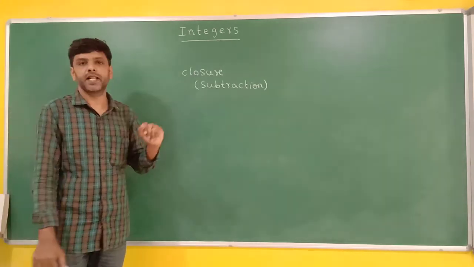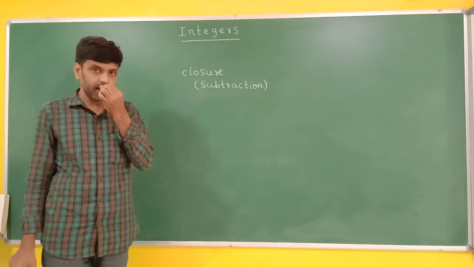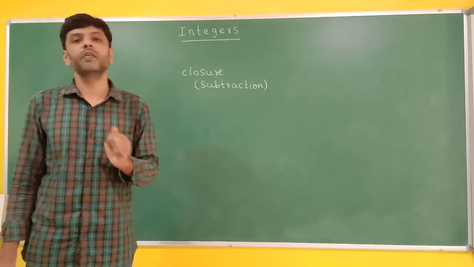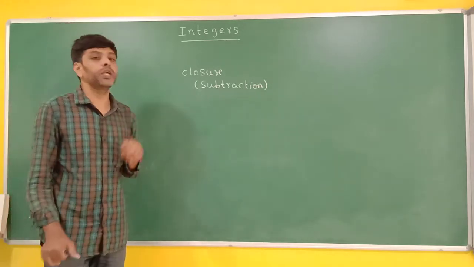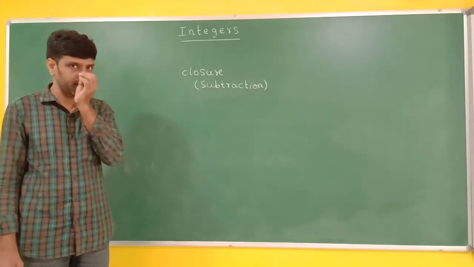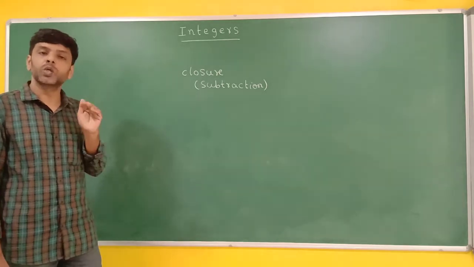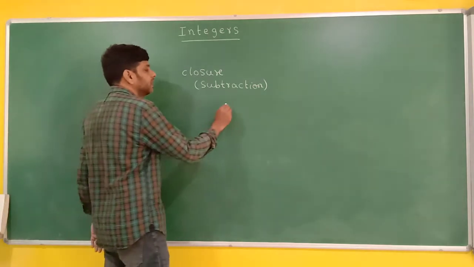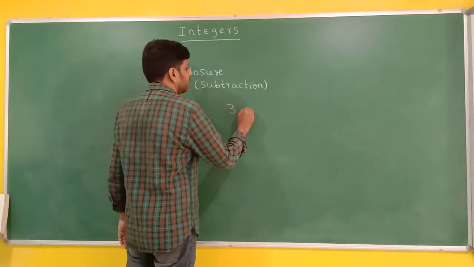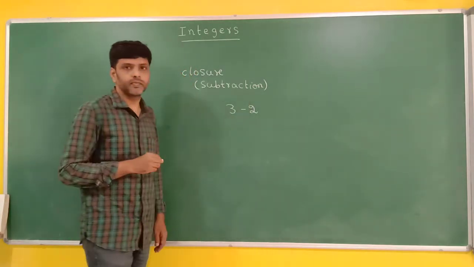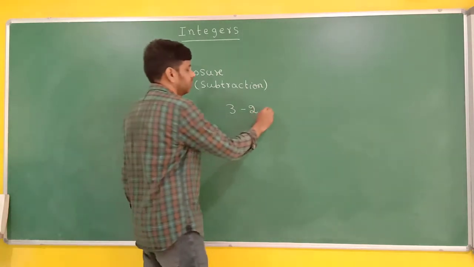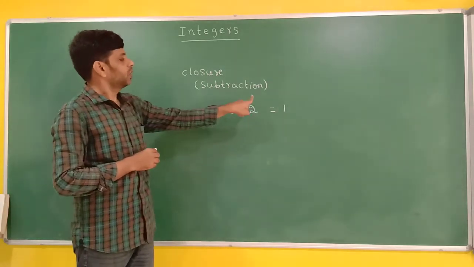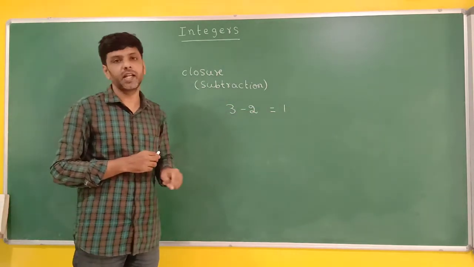Now, subtraction. We completed addition. We completed closure property for addition, and commutative property also for addition. Now, we are going to do subtraction. First, let us start with closure property, with natural numbers. See, 3 minus 2, 1. 3 is a natural number, 2 is a natural number, 1 is also a natural number.